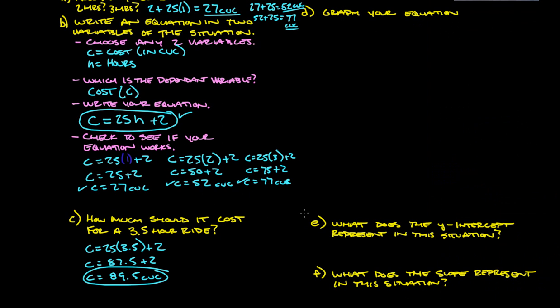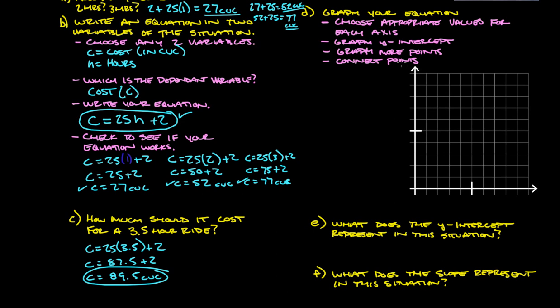Okay, now graph our equation. So here's what you want to do to graph your equation. Choose appropriate values for each axis, graph the y-intercept, graph more points, and then connect those points. So let's see, we did 3.5 and it's already up to 89. So this is going to be our independent variable. That's going to be the hours.